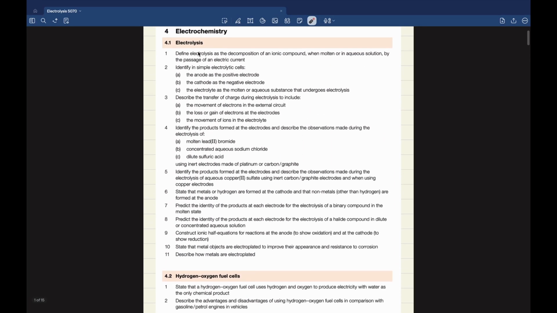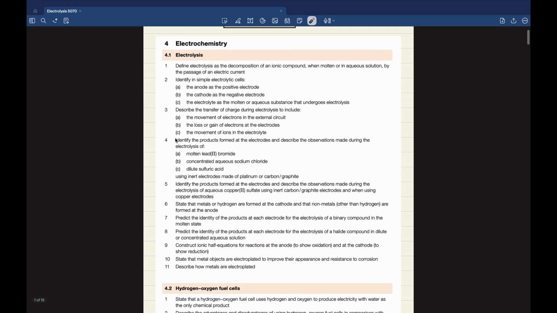And as you can see, we are officially done with 4.1. We are done with all the syllabus points. You can just read them, go through them. I don't think there is anything remaining. Describe how metals are electroplated. We've done that. State that metal objects are electroplated to improve their appearance and resistance to corrosion. Yes, that is something I wanted you to know.